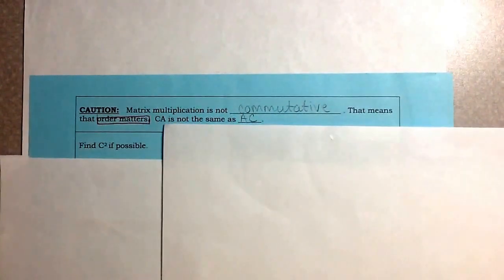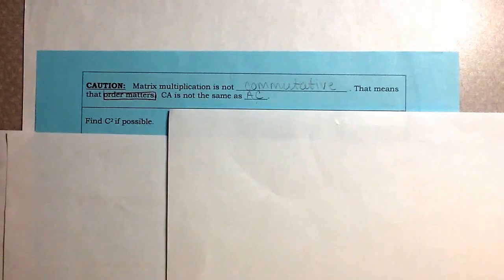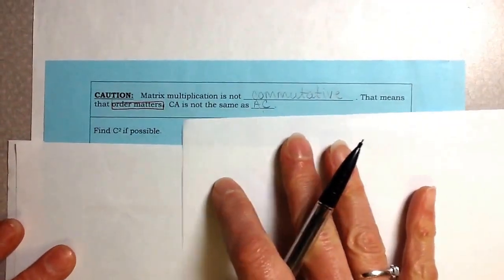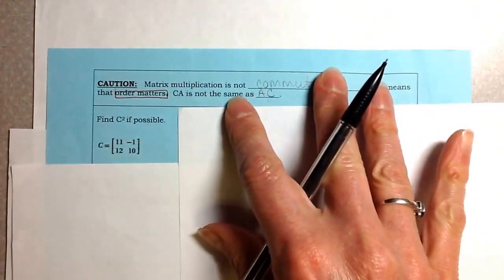All right, one more thing I want to go over with you is that matrix multiplication is not commutative, and that means that order matters. CA is not the same as AC, and that's not the one thing that I wanted to go over, but I just want to explain that to you. Last thing that we're going to do is we're going to square a matrix, if it's possible. So we're going to try to square C. Or we're going to square C, I should say.